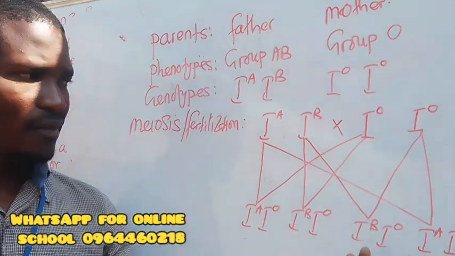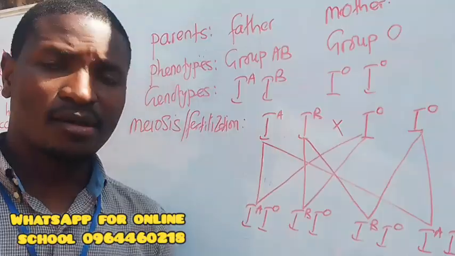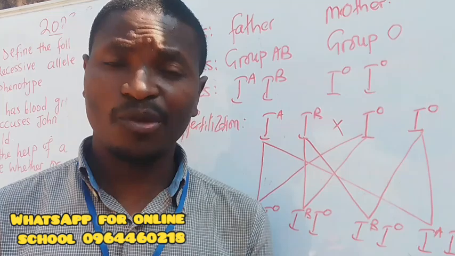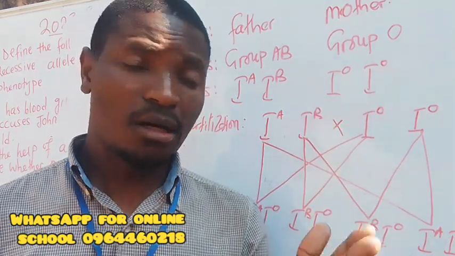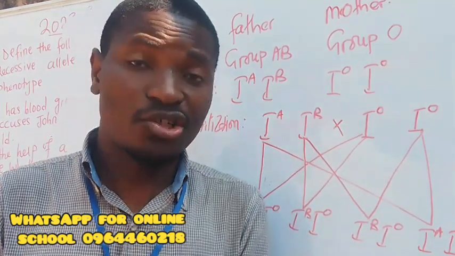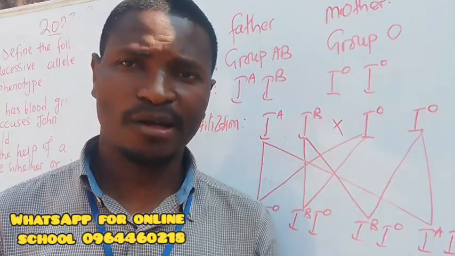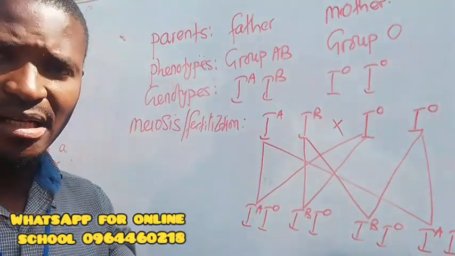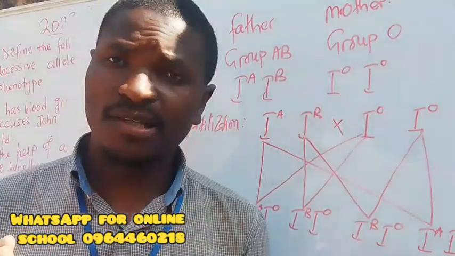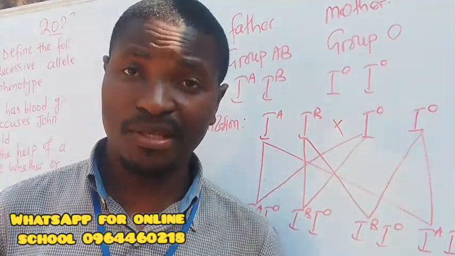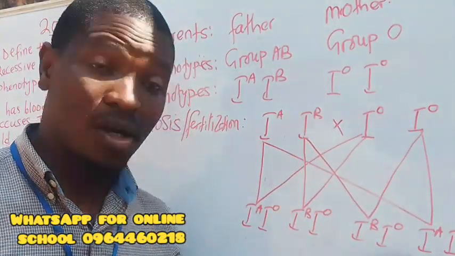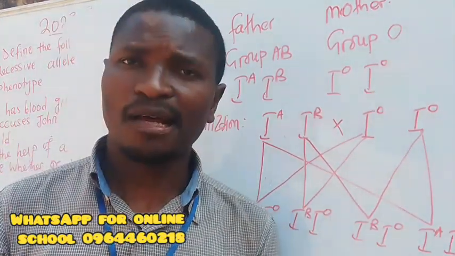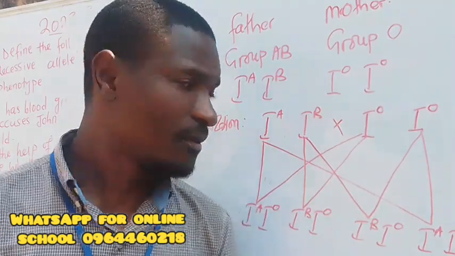Now what you have is the genetic diagram. The question says that with the aid of this genetic diagram, we have to conclude whether John could be the father of this child. First of all, we have to come up with the blood groups, because they said that the child is in blood group B. So from the result, you must be able to have group B, and that will tell us that indeed John was the father of the child.